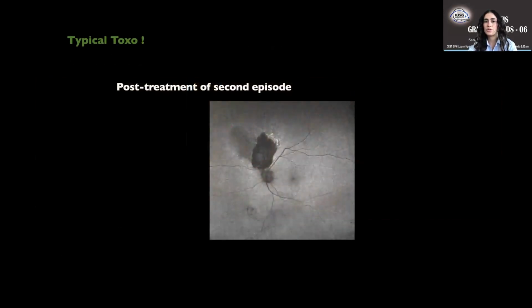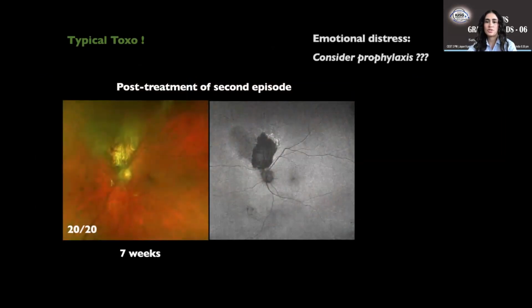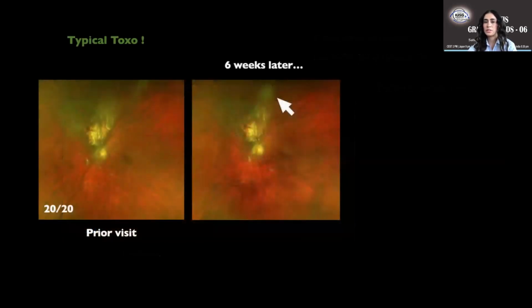We are seeing here a window defect on her AGF and on her control, and because of the emotional distress we decided we should consider prophylaxis for her, but she decided she didn't want it, so we stopped it. She came back to us again 6 weeks later. She had been 20/20, but now she was 20/25. And as we are seeing, the satellite part began to grow again. It was wider, a little bit bigger.